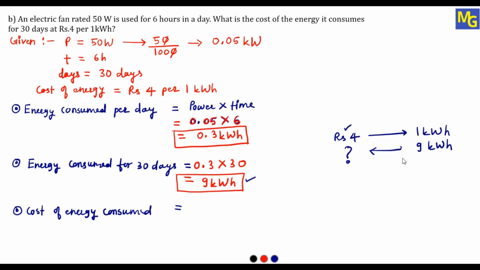So this we have to cross multiply like this. And once you cross multiply, here we get 9 into 4, and the answer is 36 rupees. Or I can write rupees 36. So this is the cost. So see the question: what is the cost of energy consumed for 30 days at this given rate? And this is the answer for the question.